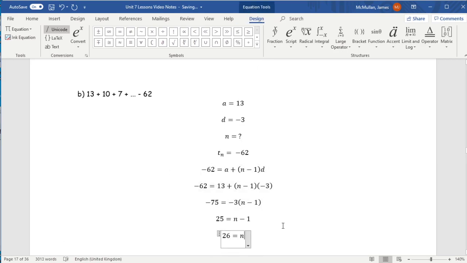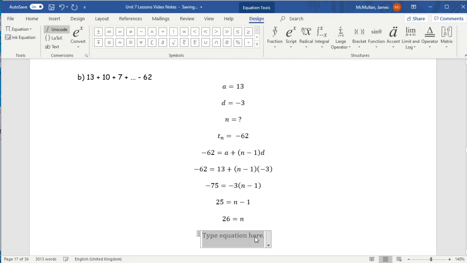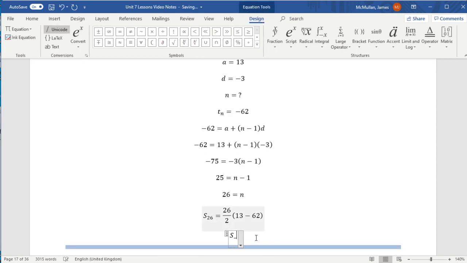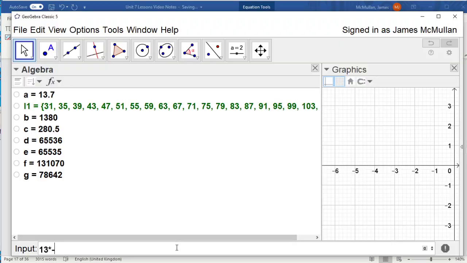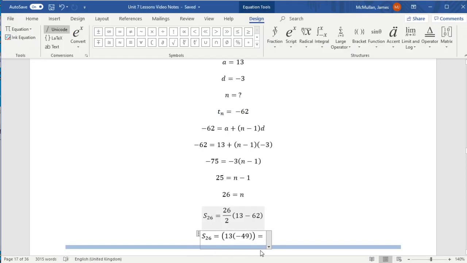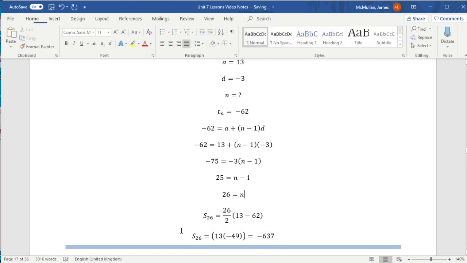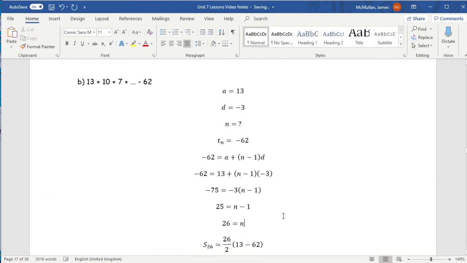So we are looking for term 26. Now, the sum of the first 26 terms would be 26 over 2 times (13 plus negative 62). So the sum of the first 26 terms would be 13 times (13 minus 62), which is negative 49. So what's 13 times negative 49? Negative 637. So that's what the first 26 terms of that sequence would add up to.